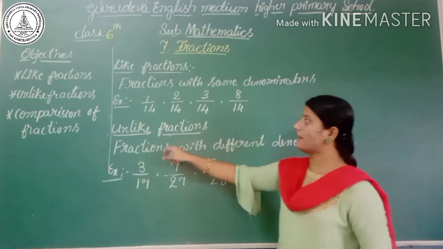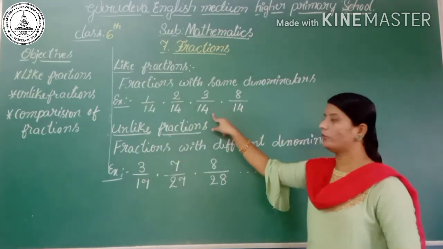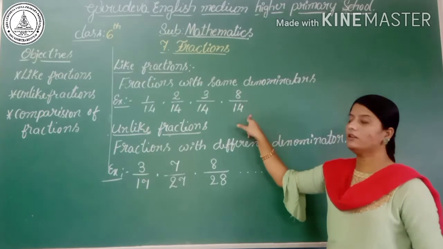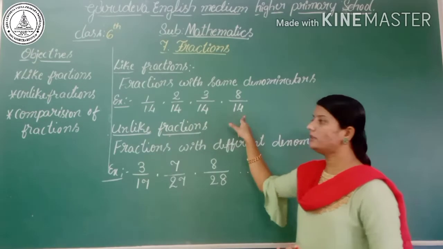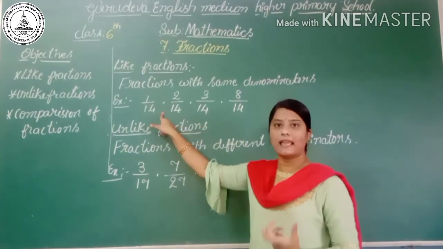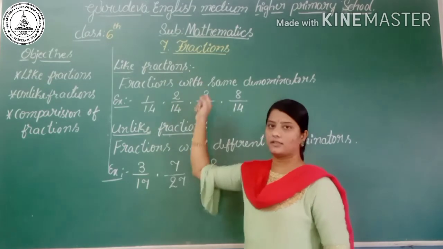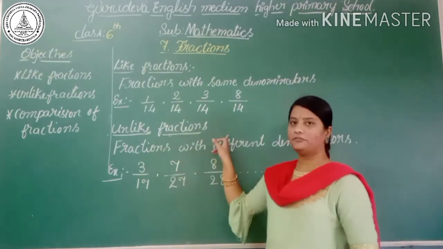Here we have the example: 1 by 14, 2 by 14, 3 by 14, 8 by 14. All these four fractions have the same denominator, 14, right? So these fractions are examples of like fractions. The next one is unlike fractions.